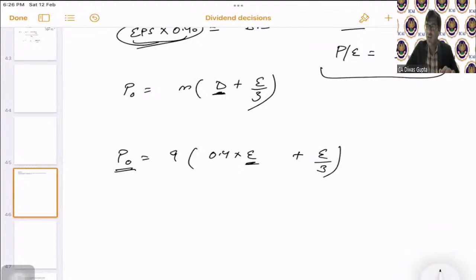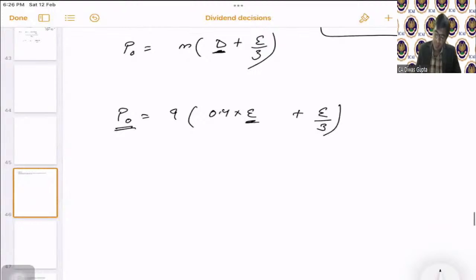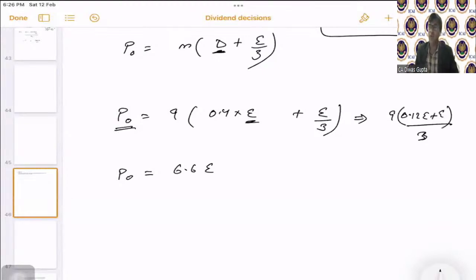Now if we solve this, it comes as P0 is equal to 6.6 E if you solve all this, right? Because first of all, what you will have to do is 9, divided by 3, 0.12 E plus E, right? This is what you're going to do. Sorry, not 0.12 plus 1.2.